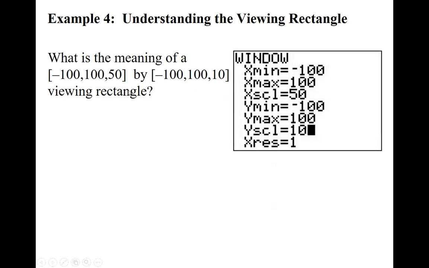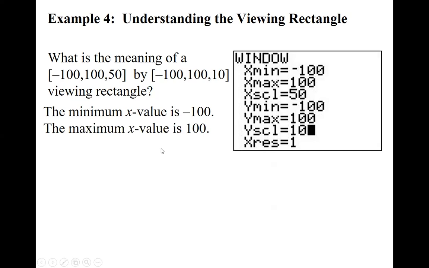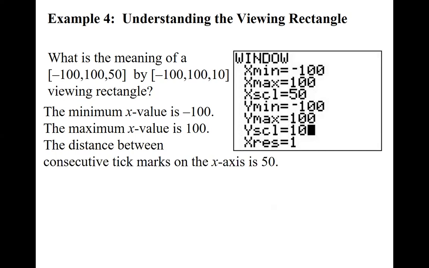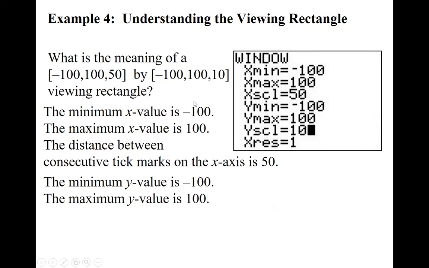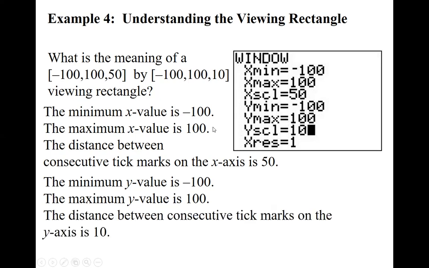So what's the meaning of this type of viewing rectangle? The first number is the minimum X value. The second number is the maximum X value. And then the third number, in this case, the 50, is the distance between consecutive tick marks on the X-axis. And the other three numbers refer to the Y. The minimum Y value is -100. The maximum Y value is 100. The scale, the distance between consecutive tick marks on the Y-axis, is 10.